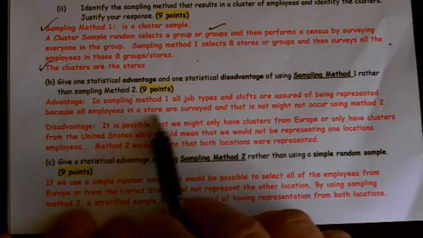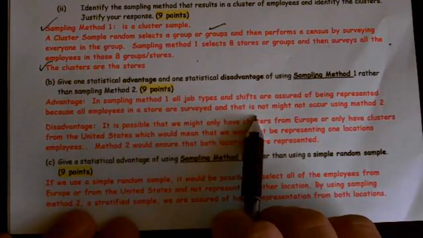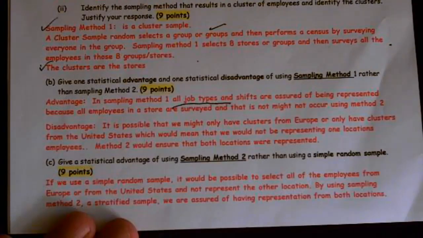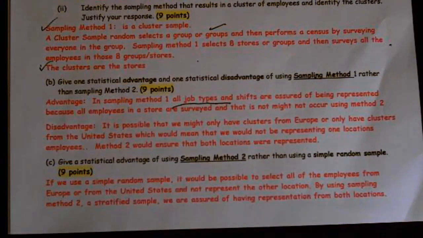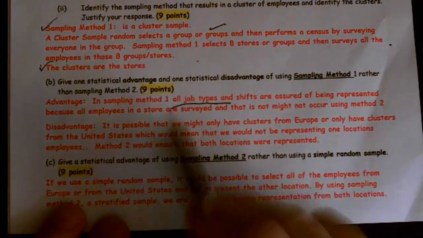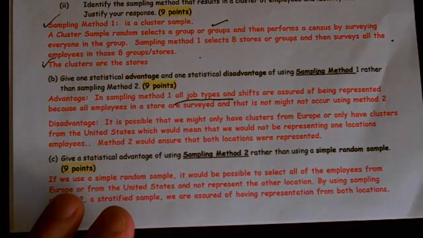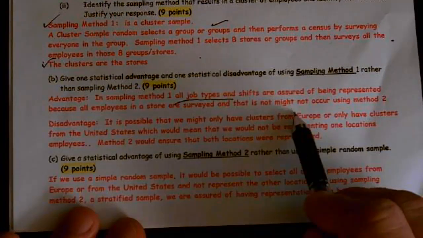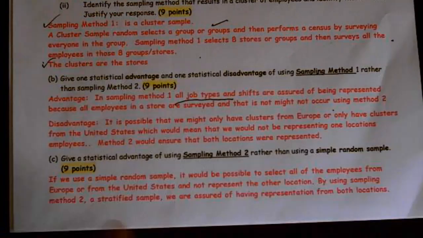Advantage: in sampling method 1, all job types and shifts are assured of being represented, because all employees in a store are surveyed, and that might not occur with method 2. Please note, when I'm making a comparison, I have to compare to both. So I can't just say my advantage is, oh, sampling method 1 surveys all job types. Well, that's great. We also have to say, and that might not occur with method 2. And the reason why is that method 2 is going to select from both countries, we're sure of that, but it may not get all job types.